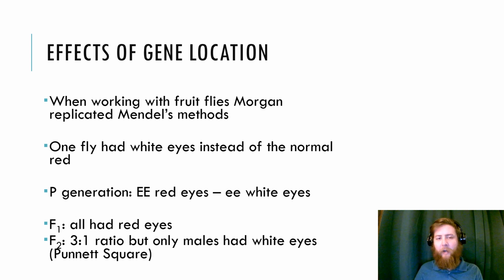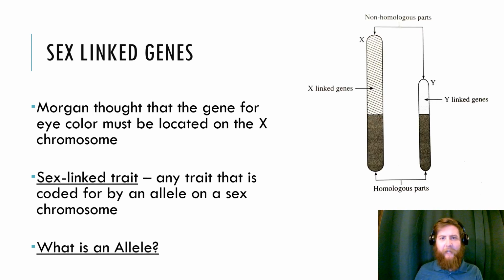And try as hard as he could, Thomas Hunt Morgan could not breed female flies with white eyes. What this told him is that some genes are sex-linked genes. So he thought that the gene for eye color must be located on the X chromosome. A sex-linked trait is any trait that is coded for by an allele on a sex chromosome. Because there was no counterpart on the Y, there was nowhere for that gene to have another copy. So there were not 2 alleles. Remember that alleles are, like when we're looking at big A, little a, each one of these is an allele given from a parent.